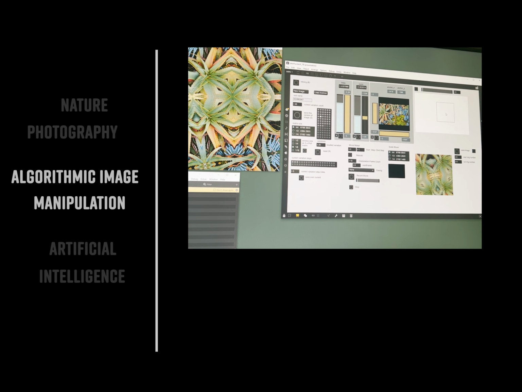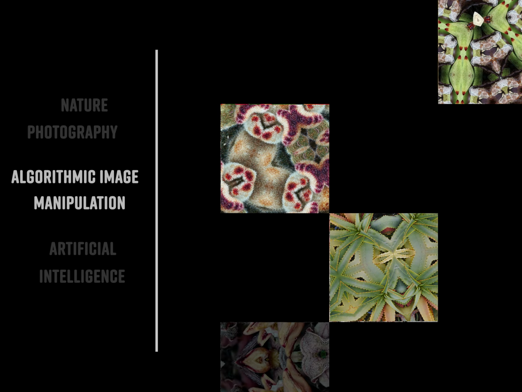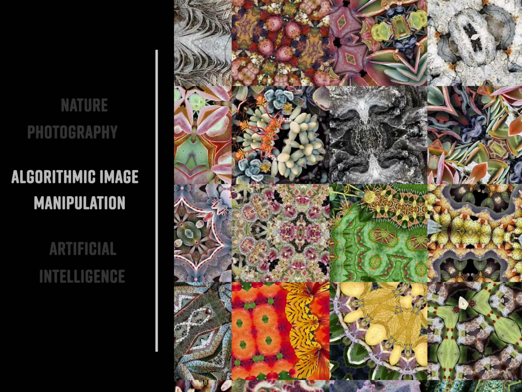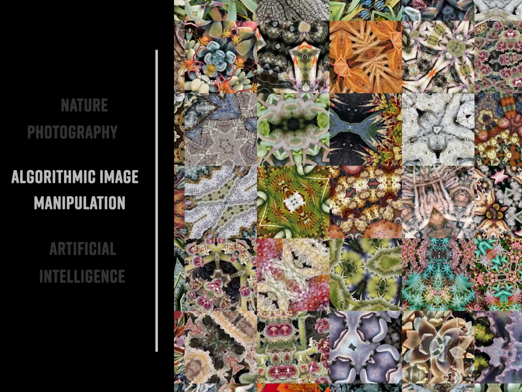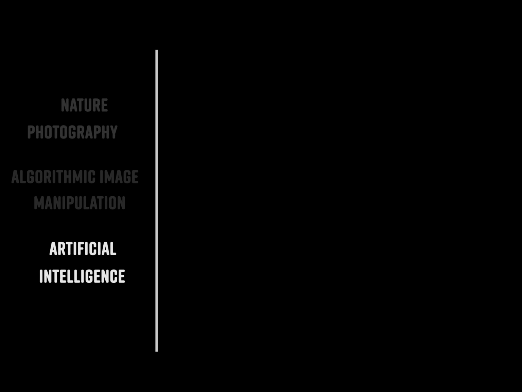Madbutter then saves out particularly interesting subsections of these variations to create thousands of unique 1024 by 1024 pixel images. These images form the dataset that the AI trains on in the next stage. For this project, 2,500 of these images were made to create the dataset. Finally, we get to the artificial intelligence part of the process.